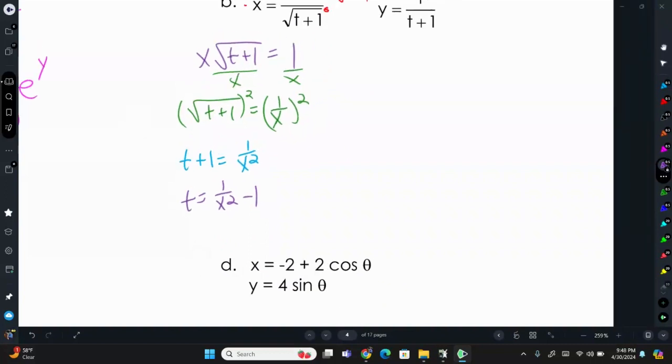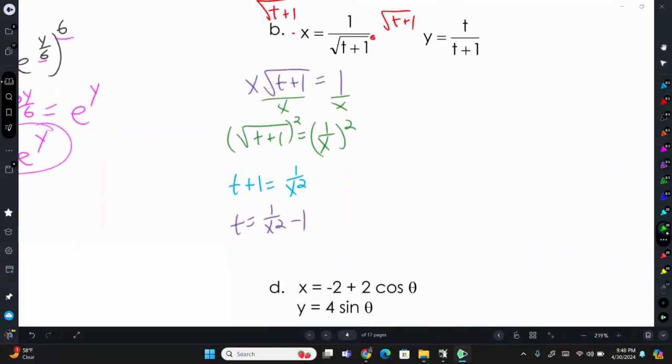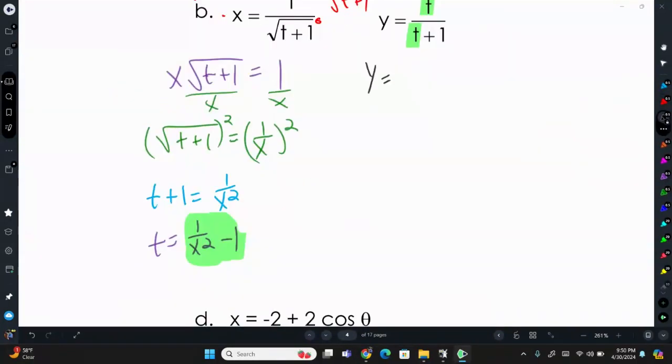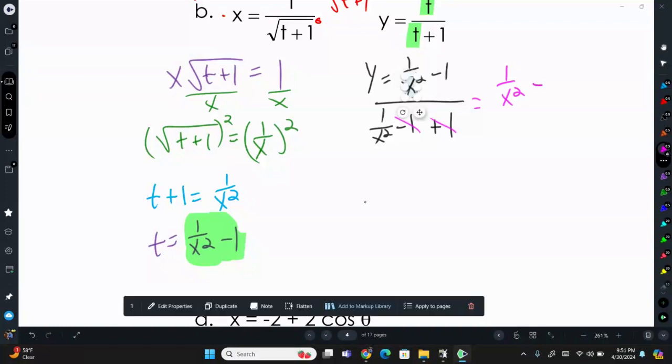So now we can take that and substitute it in for both t's in y. So yeah, this is going to get a little ugly. All right, so we have y equals t, which is 1 over x squared minus 1, over t, 1 over x squared minus 1, plus 1. Well, the minus 1 and plus 1 are going to cancel. So we have 1 over x squared minus 1 over 1 over x squared.